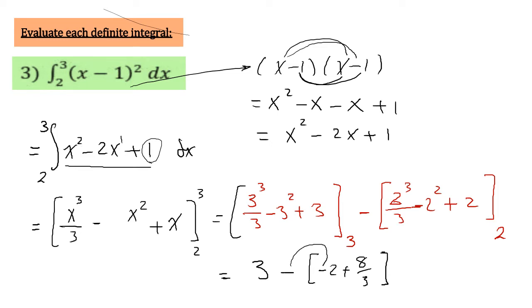So negative by negative is positive, so it's going to be 5 minus 8 over 3, which is equal to 7 over 3.